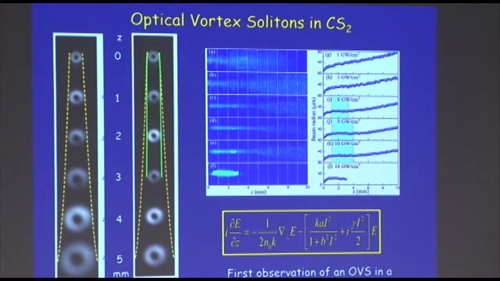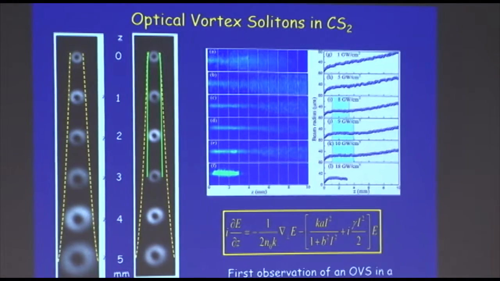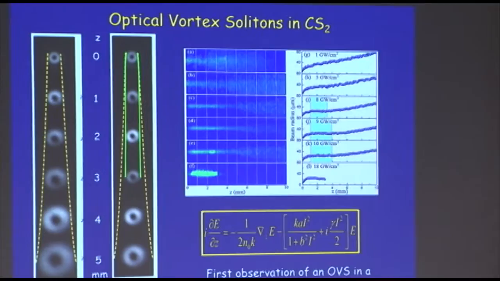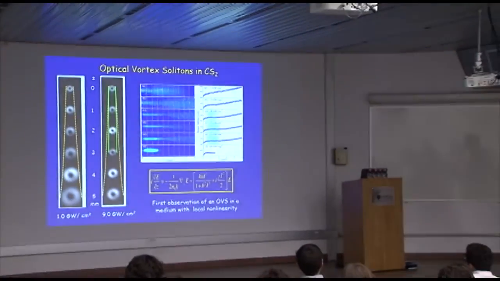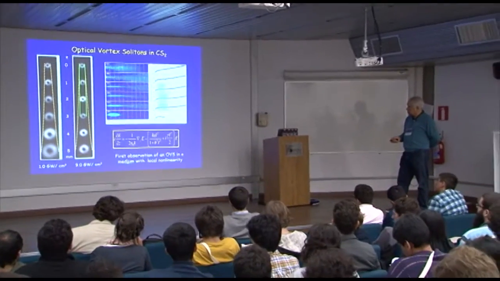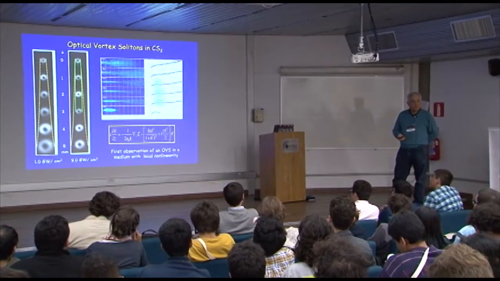The equation that's used for that is the nonlinear Schrödinger equation, modified in order to have the contribution of the saturated nonlinear refractive index plus the contribution due to nonlinear absorption. So that's the first observation of optical vortex solitons in a medium with local nonlinearity.